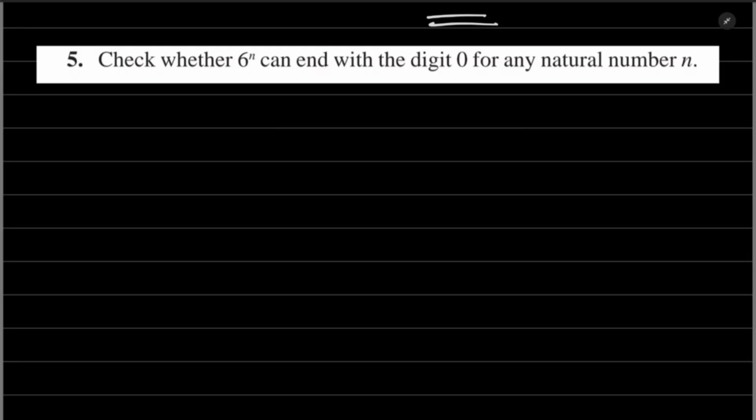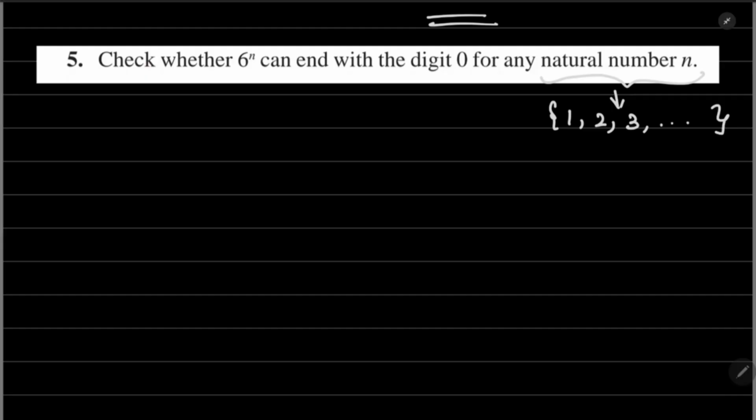The next question is to check whether 6 raised to the power n can end with the digit 0 for any natural number n. Okay, so natural numbers are nothing but the numbers which start with 1, 2, 3 and it goes on. So let's check it out.